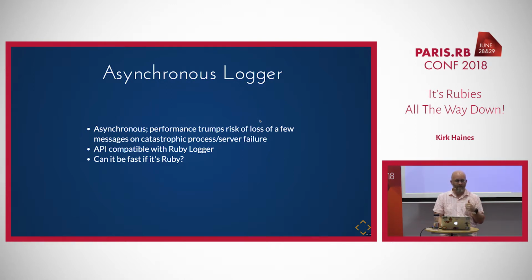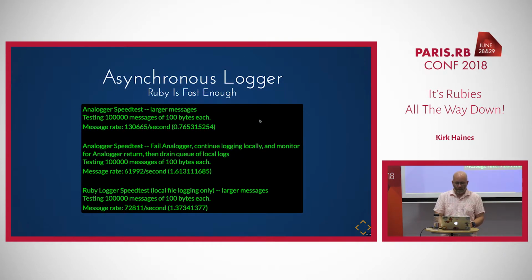And so my goals were that it needed to be fast. It needed to be fast enough that it didn't matter whether I put one logging statement in something or 100, my web app performance wouldn't be noticeably impacted by it. It needed to be API compatible with the Ruby logger, and I didn't care if I lost a few messages if the logging process went down. The main things were that I got most of them because the server's not going to go down that often. And so, again, Ruby came through.